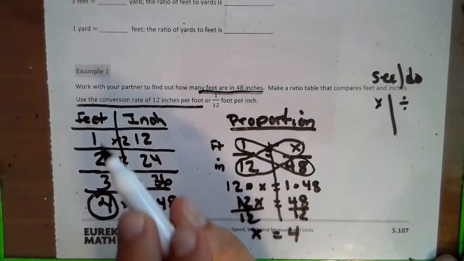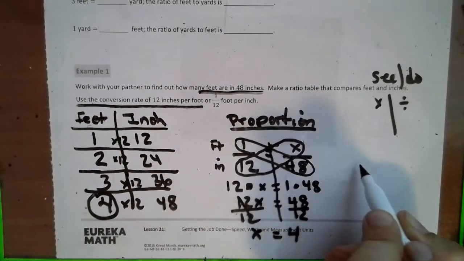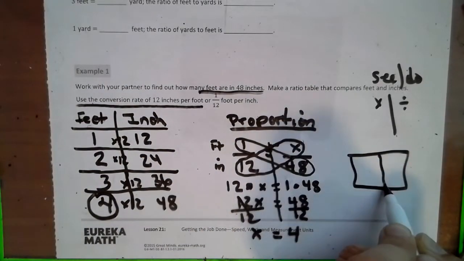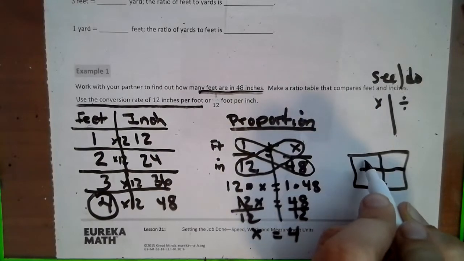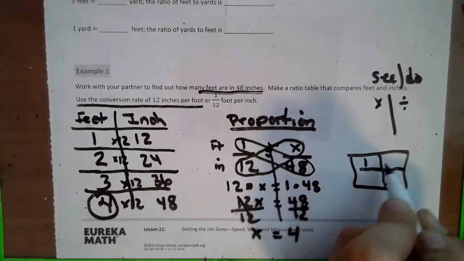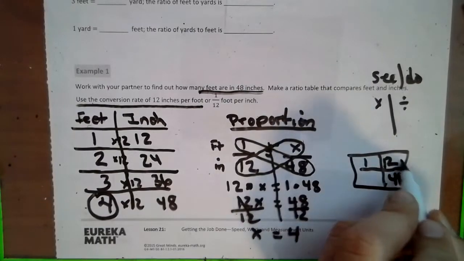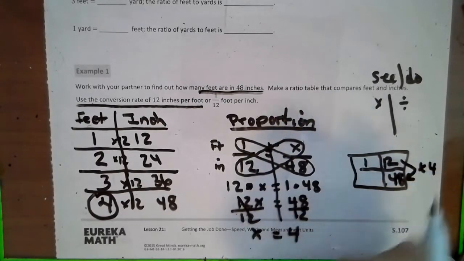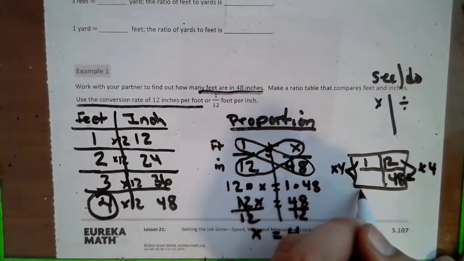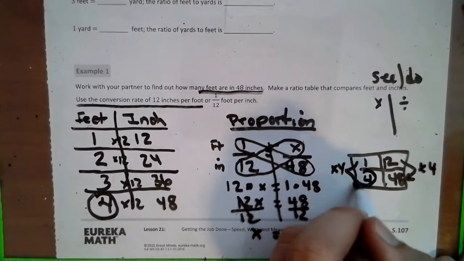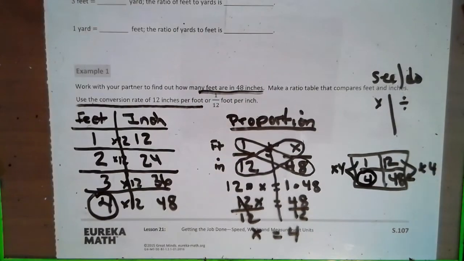Some kids can do a shortened chart also. A shortened chart looks like a Punnett square box in science class. So we have like 1 is to 12, and we know we got to get to 48. So the kids see a pattern right here is times by 4. So if we times by 4 here, we'll get the missing piece of 4 right there. So that's another method that you can use.